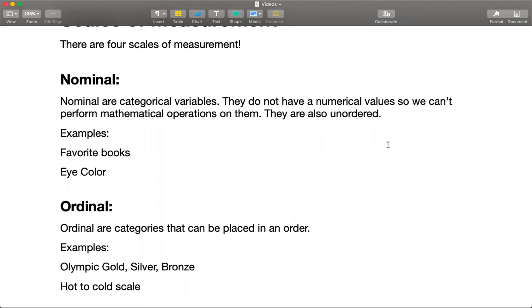They are also unordered. So an example of this is if I have a class of people and I survey them, what is their favorite book, or what's their favorite eye color? One's not right over the other. They're all each their own thing, and so they're each their own category. So they're unordered in that there's not a first, second, or third place. They're just people's favorite book or their eye color. So there are different categories, but there is no order to those categories.